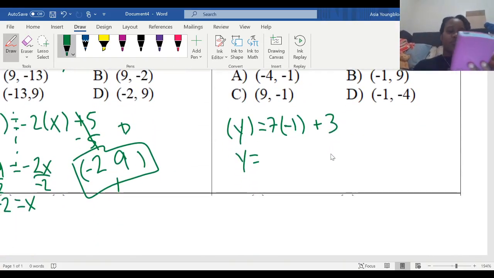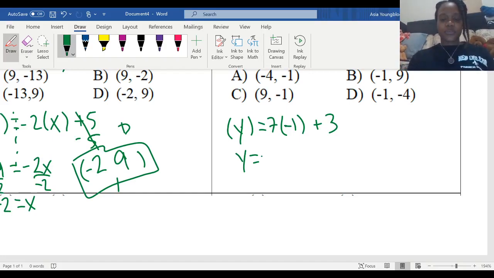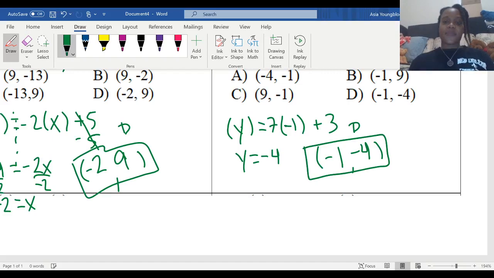So in our calculator, we're going to do 7 times -1 plus 3, and that gets us -4. So we found that our y value was -4. Our final answer should be written as an ordered pair. The x value that we plugged in was -1. Y value is -4. So our final answer for this one is going to be D as well, which is -1, -4.